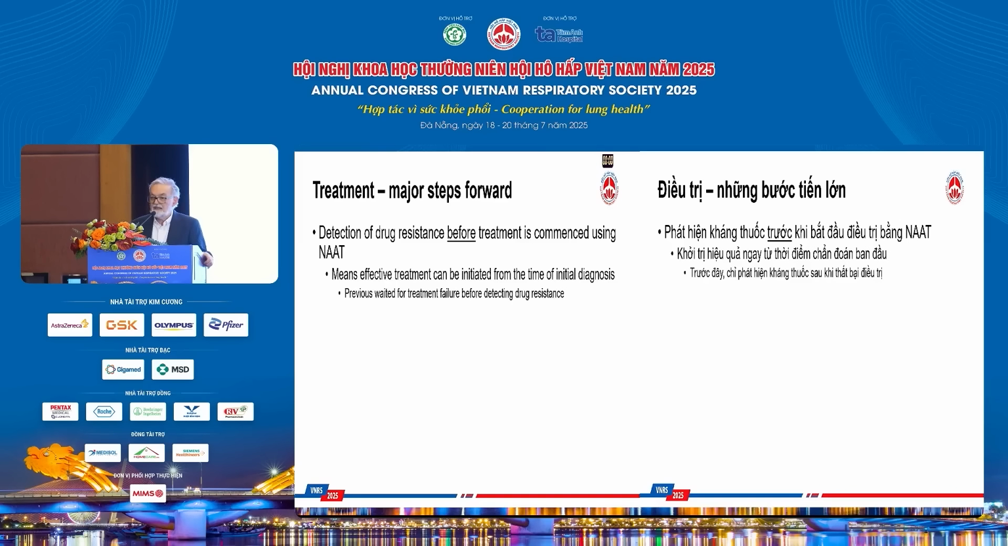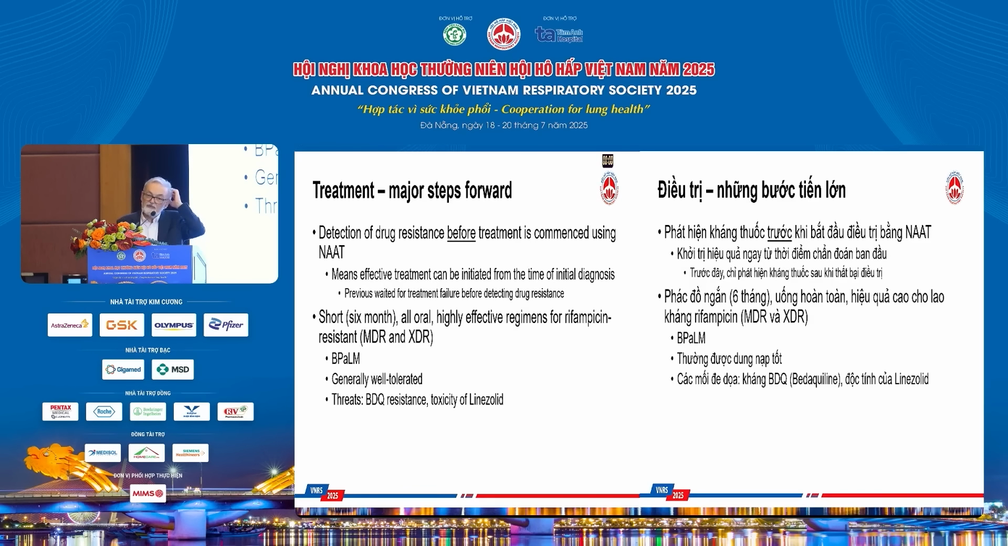We now have the capacity and should ensure that every patient who has drug-resistant TB is diagnosed with drug resistance before they start treatment. And we can do that using the nucleic acid amplification tests, Xpert or TrueNat, or any of the new tests. So we need to make sure that we have done that test and we can diagnose drug resistance at the time of initial treatment initiation. That's the critical and the most important advance in treatment of TB.